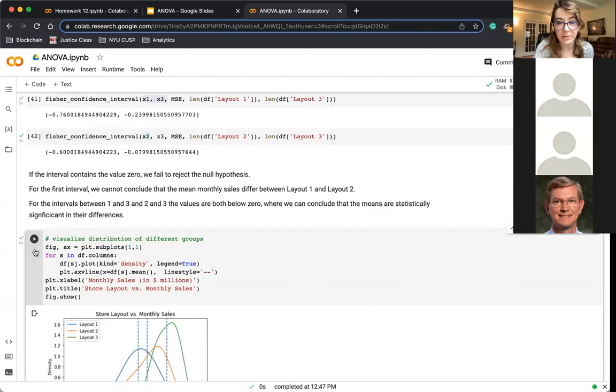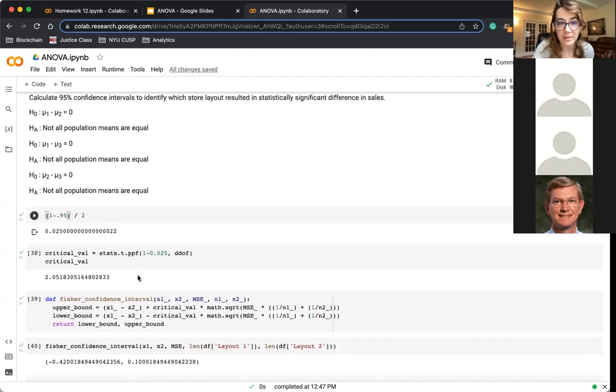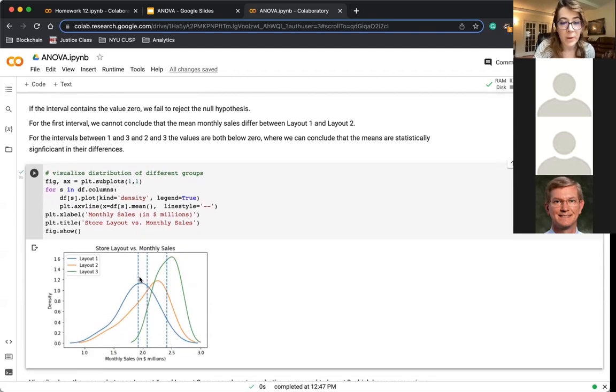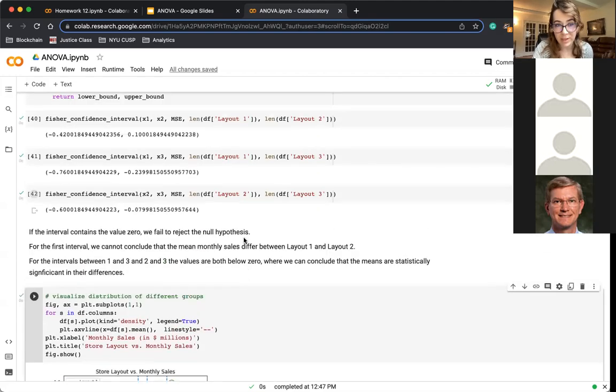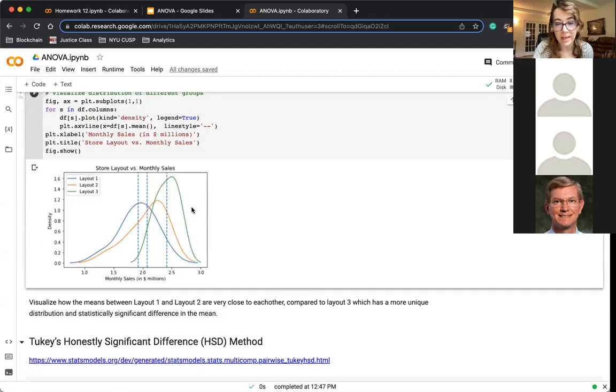And this gets us back to what we first saw, which I guess I kind of blew the surprise when I was just visually looking at it, because we saw this difference in layout 3 being pretty different from layout 1 and 2. But now using this test, which again is just using the t-test and applying it in more than one group, we can now say with statistics that layout 1 and layout 2 means are very similar to each other, where we can't say they're statistically different, but layout 2 and layout 3 are statistically significant enough at this threshold of 95% confidence interval that the store monthly sales are different.